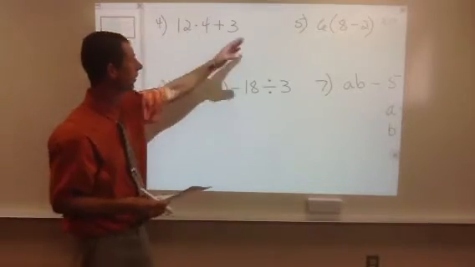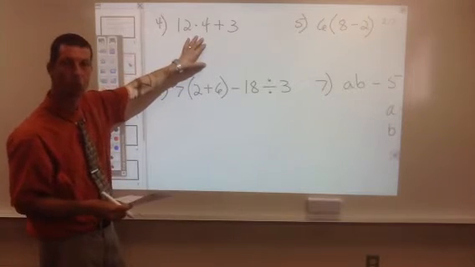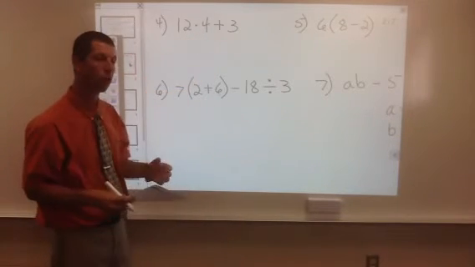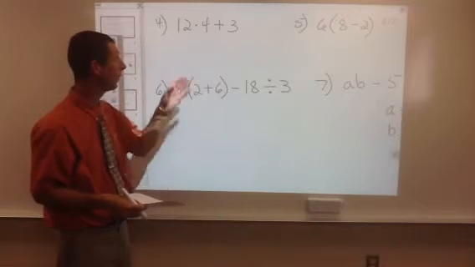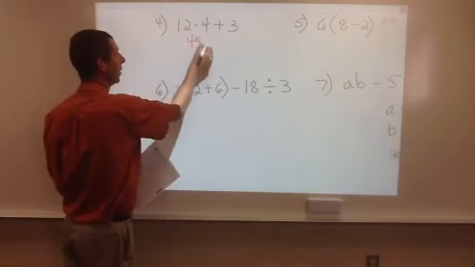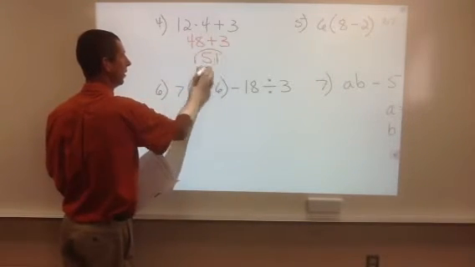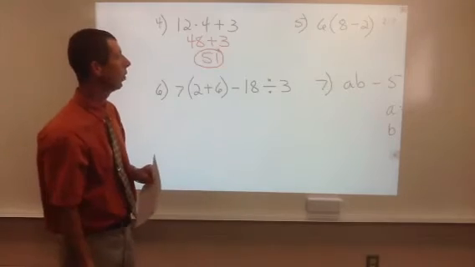Here's number 4, 5, 6, and 7 off of their practice test. This one they have to use order of operations. Order of operations tells us we multiply before we add here. So we got to go 12 times 4 is 48. And 48 plus 3 then is 51. So the answer to that problem is 51.